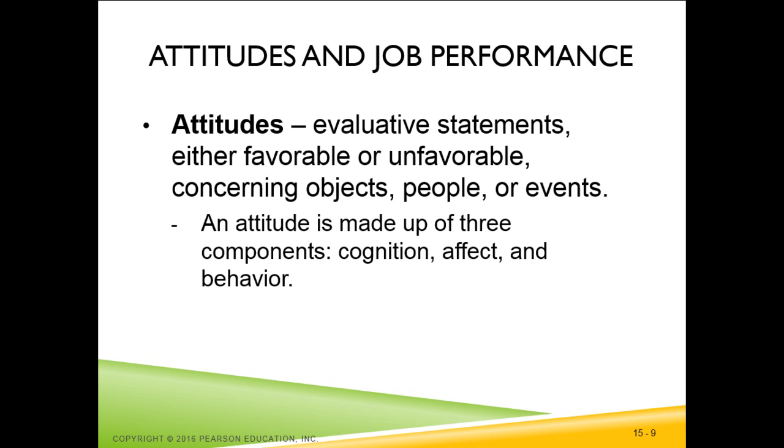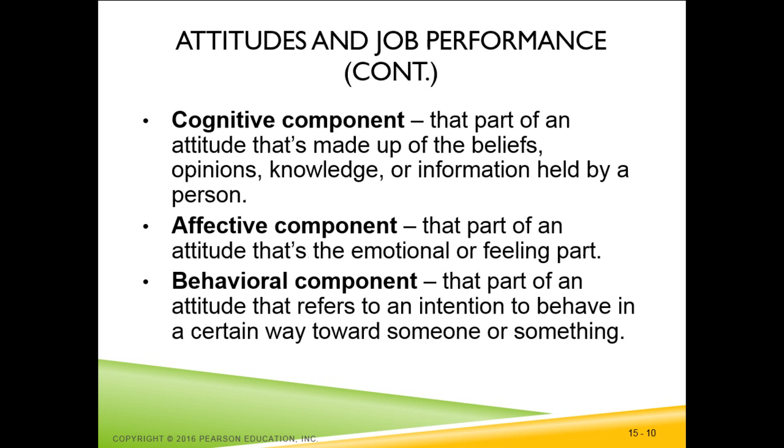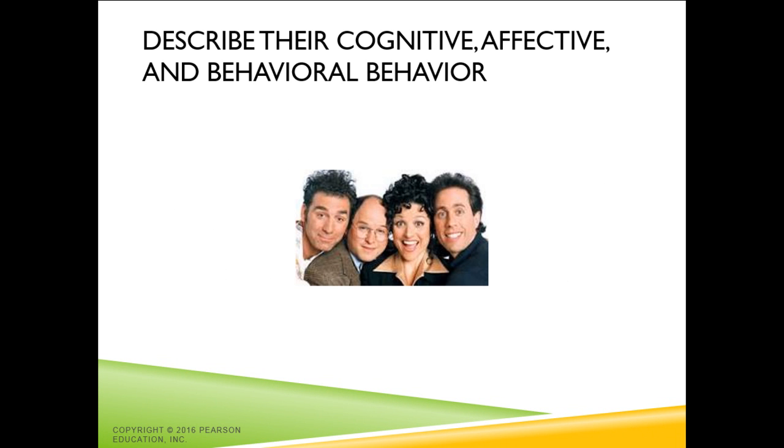An attitude is made up of three components: cognitive, affective, and behavioral. The cognitive component of an attitude refers to the beliefs, opinions, knowledge, or information held by a person. The affective component of an attitude is the emotional or feeling part of an attitude. Using our example, this component will be reflected by the statement, "I don't like Pat because he discriminates against minorities." Finally, affect can lead to behavioral outcomes. The behavioral component of an attitude refers to an intention to behave in a certain way towards someone or something. Describe their cognitive, affective, and behavioral components.